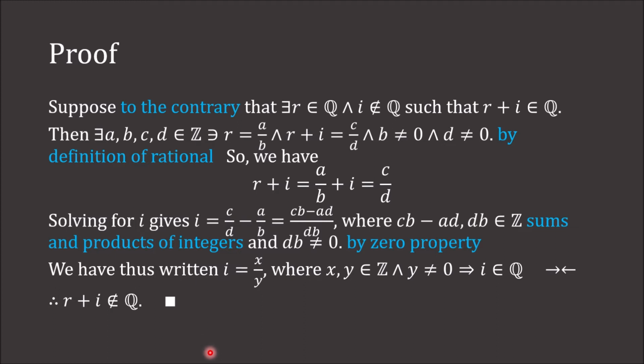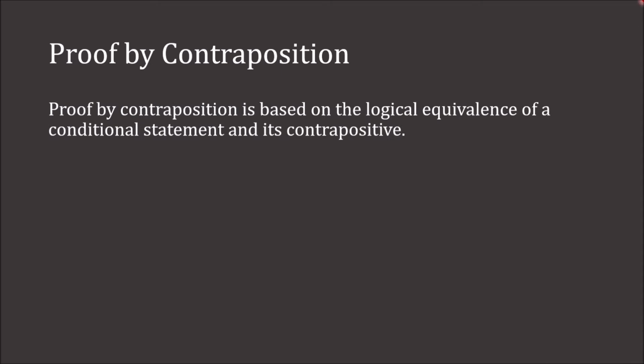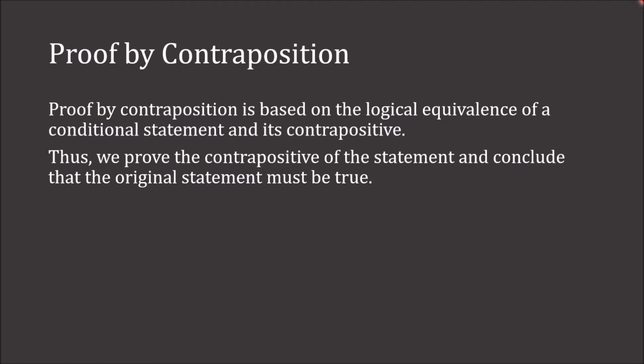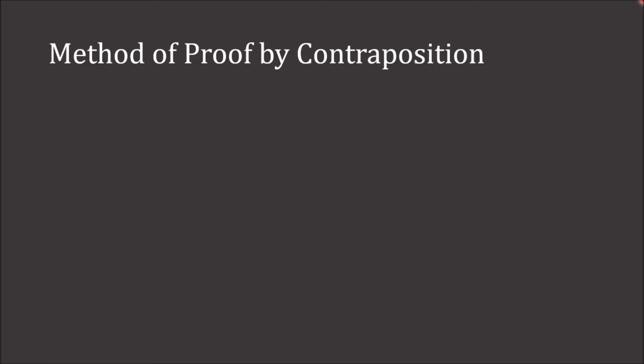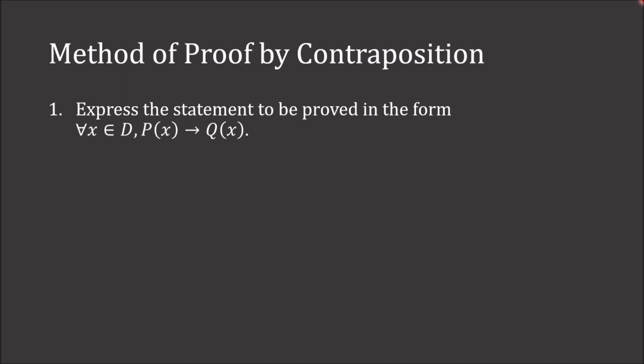Now, proof by contraposition is based on the logical equivalence of a conditional statement and its contrapositive. Remember when we studied logic, we showed that a conditional statement and its contrapositive were logically equivalent. So what we do in proof by contraposition is prove the contrapositive of the statement and then conclude that the original statement must be true. So first, express the statement to be proved in the form of: for all x in D, if P of x then Q of x.